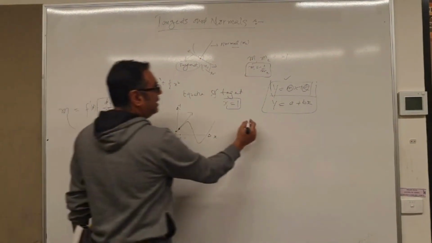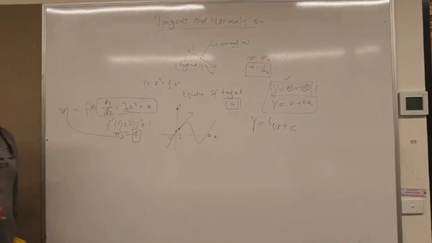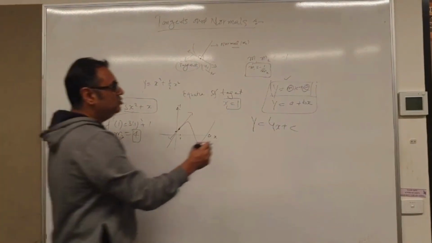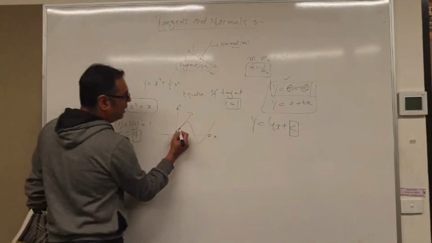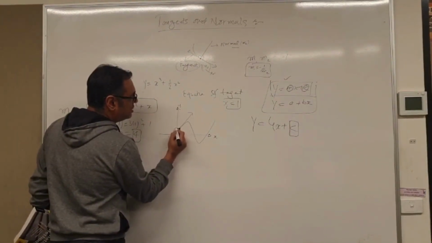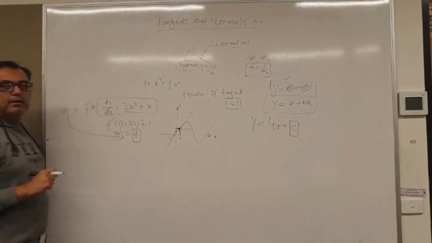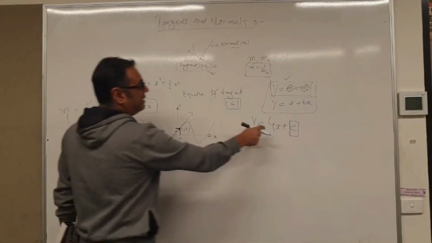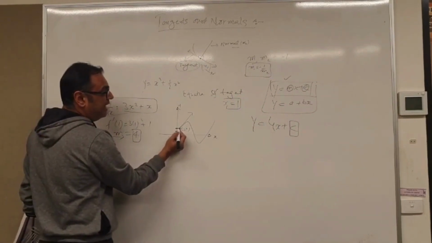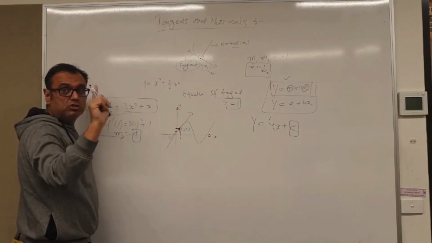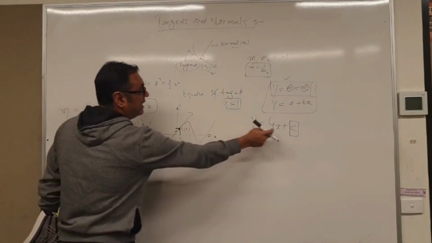So now my equation is y equals 4x plus c. Now I need to know c. I have this point here, 1. If I know the coordinates of this point, I can plug in x and y and get c. So let me find the value of y when x is 1 on the curve, not on the tangent. Please don't make that mistake. I'm trying to get an x and y.